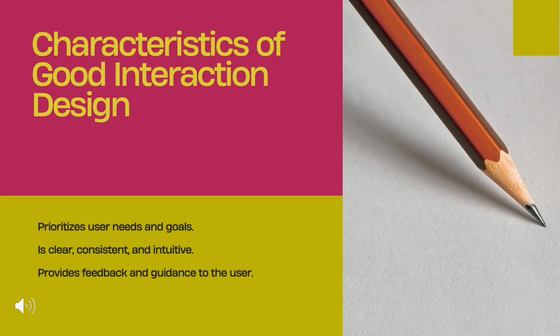Characteristics of good interaction design. As mentioned, we need to prioritize user needs and goals. It should be clear, consistent, and intuitive. It should provide feedback and guidance to the user. So we just go back to the ATM example. Users can perform transactions even without the help of others.